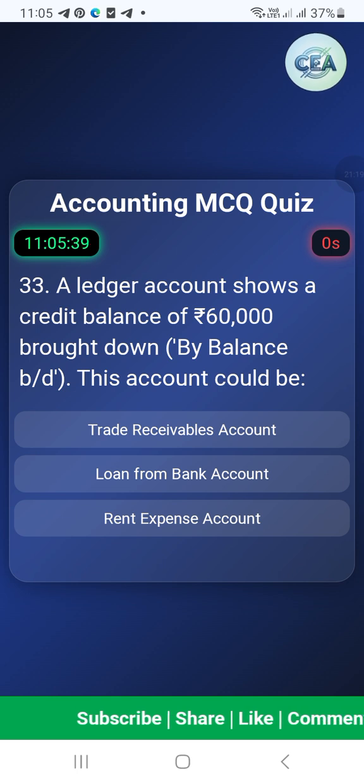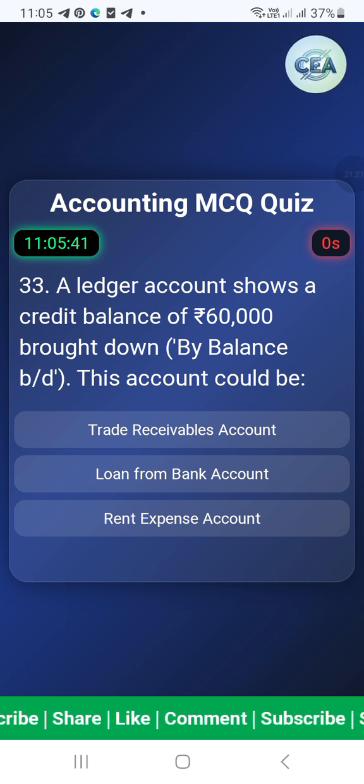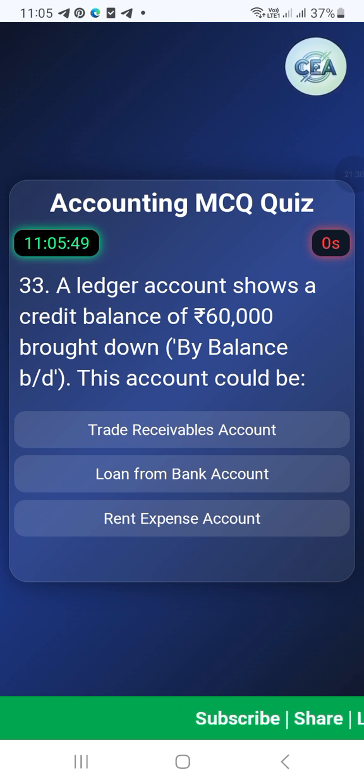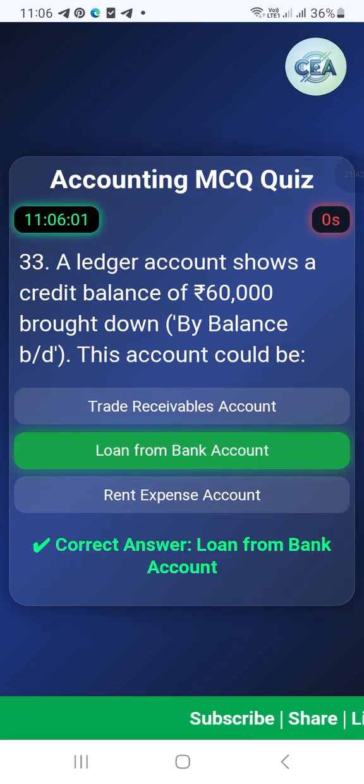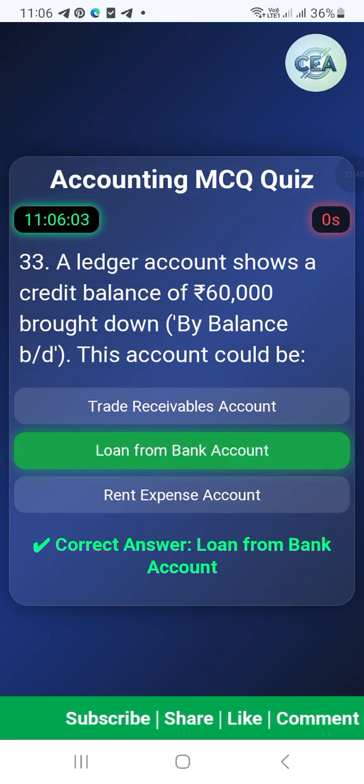33. A ledger account shows a credit balance of 60,000 rupees brought down by balance BD. This account could be Option 1. Trade receivables account. Option 2. Loan from bank account. Option 3. Rent expense account. Correct answer is loan from bank account.